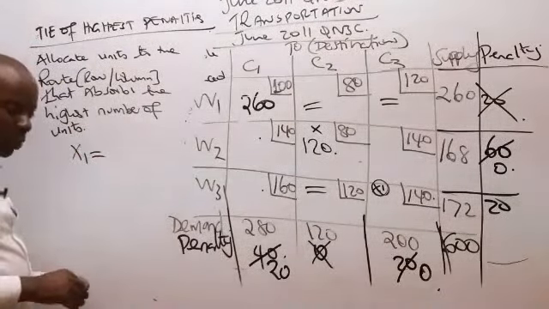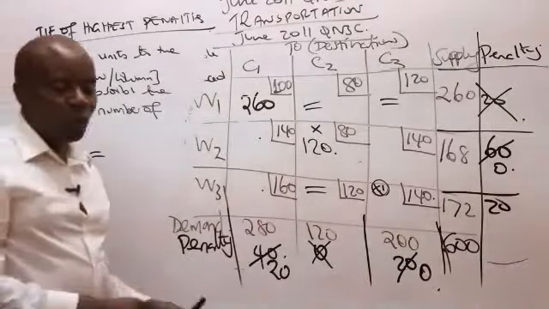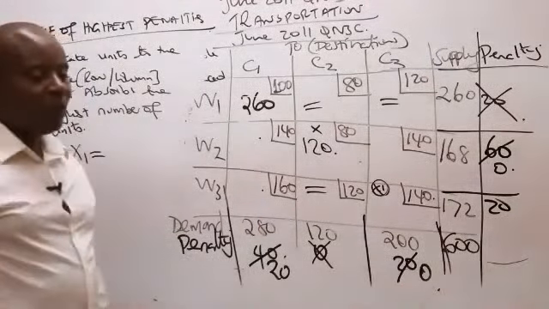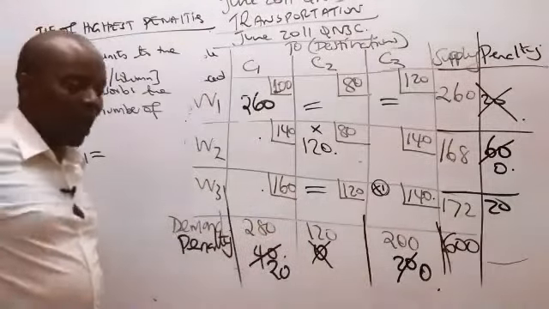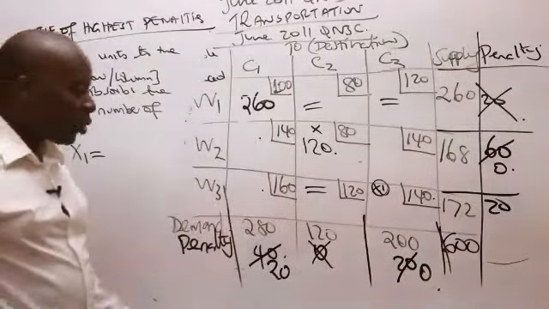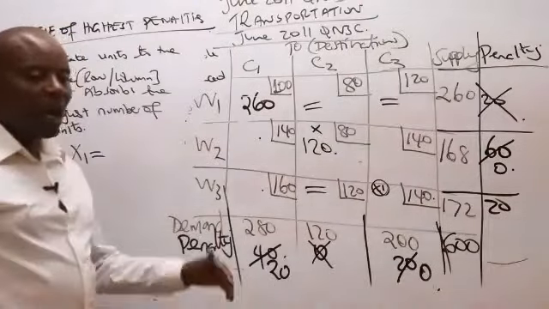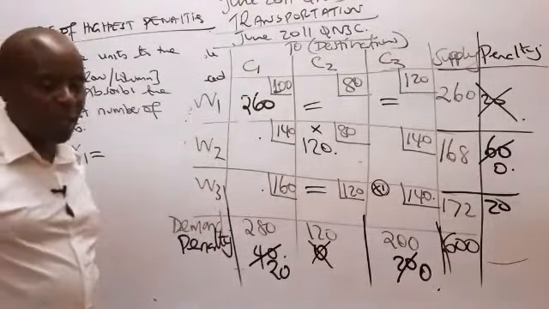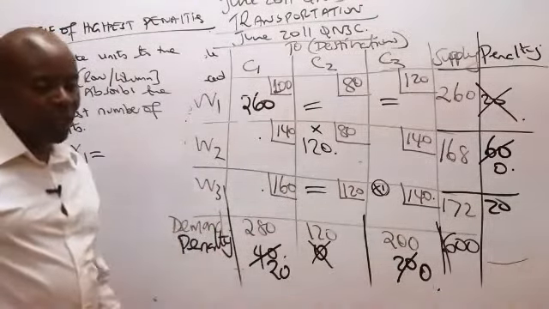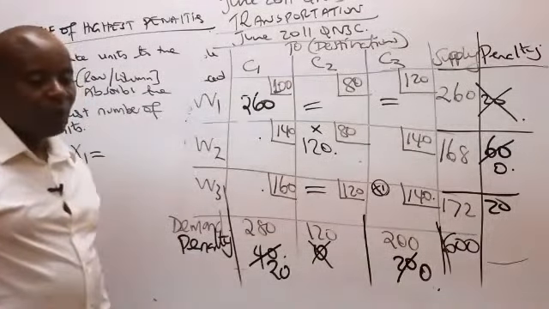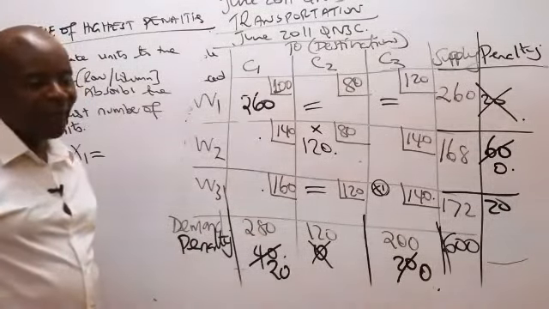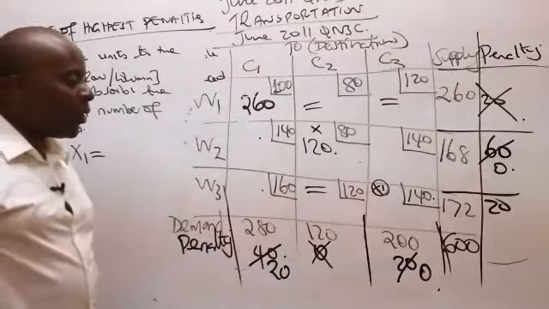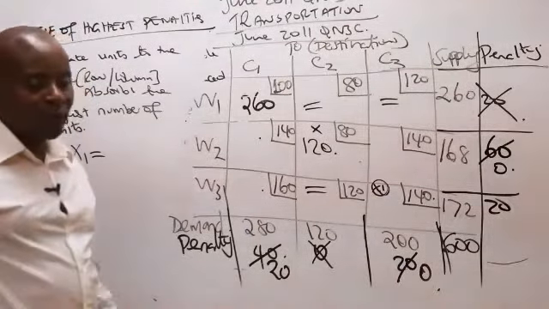Somebody talk to me tonight. X1. If you're told here to put units in X1, this cell that I've coded as X1, how many units will you put there? For X1, how many units? Zach tells me 172.